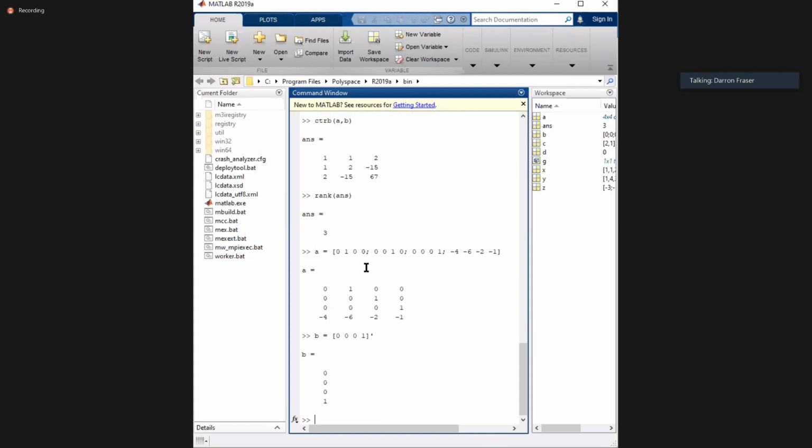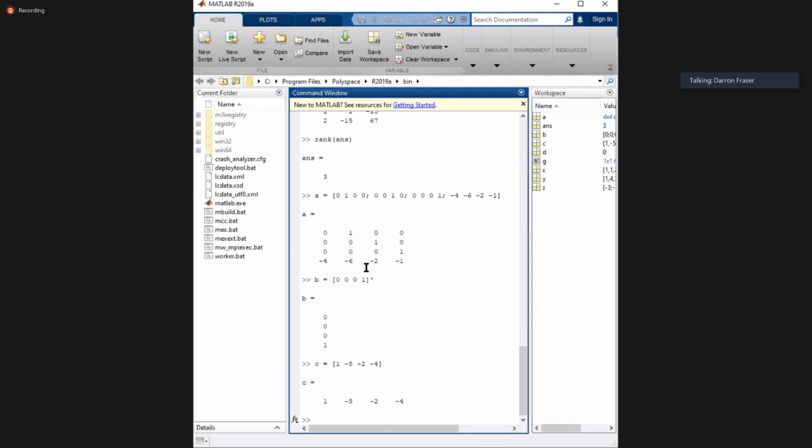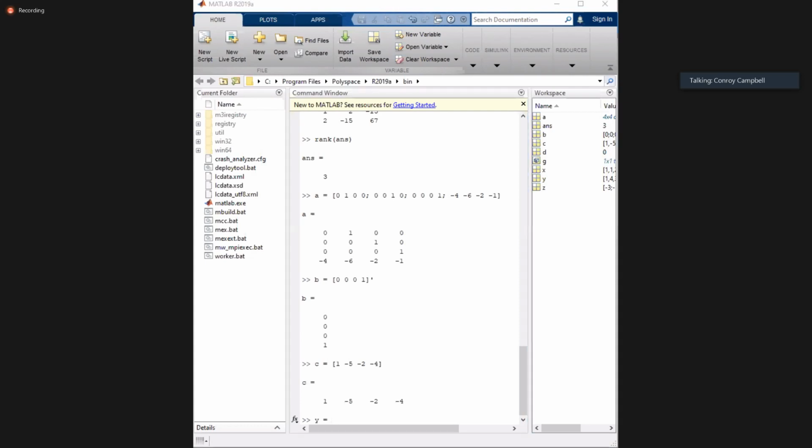And C is equal to 1, -5, -2, -4. That's our C. And then our Y, now Y equal to square bracket C.